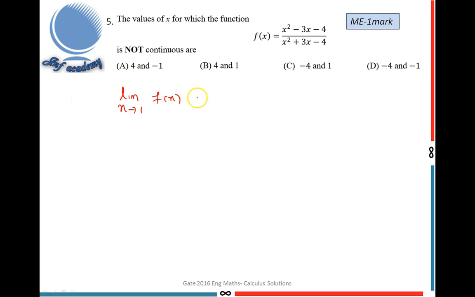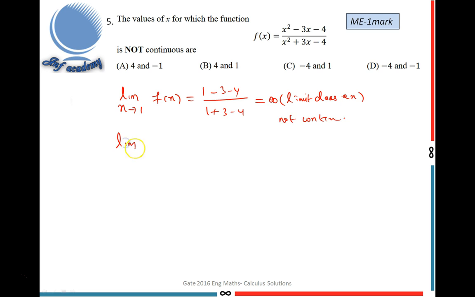So limit x tends to 1 of f of x: I substitute 1, I get 1 minus 3 minus 4 divided by 1 plus 3 minus 4. The denominator value is 0, so I get infinity. Infinity means the limit does not exist. Limit does not exist means it is not continuous.